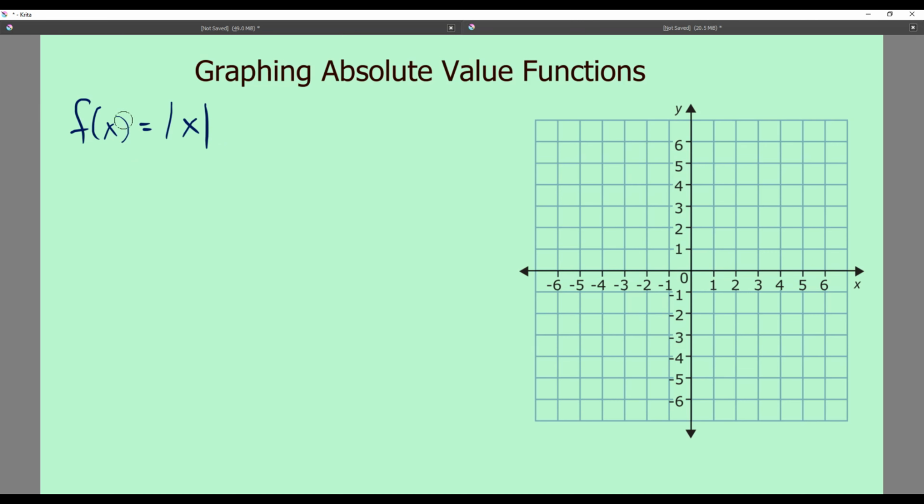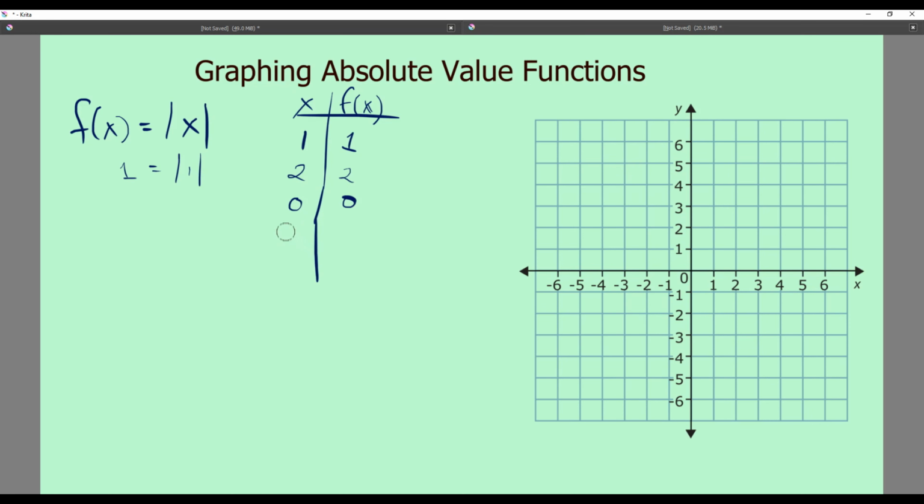Okay, so remember when we're talking about function notation, f of x is your output and x is your input. So let's just make a table so you guys can see how it behaves. If I put in a number for x, if I put in 1, what is the absolute value of 1? Positive 1, right? So I get 1 for f of x. If I put 2 in, I should get 2, right? If I put 0, I get 0. Absolute value of 0 is 0.